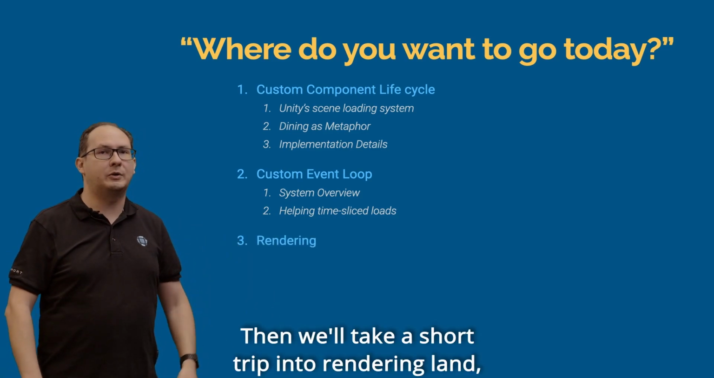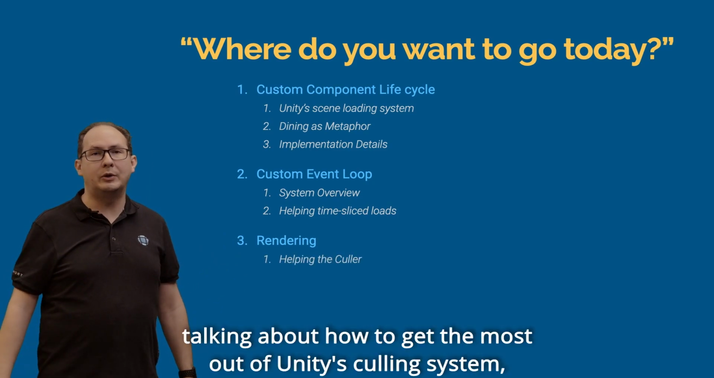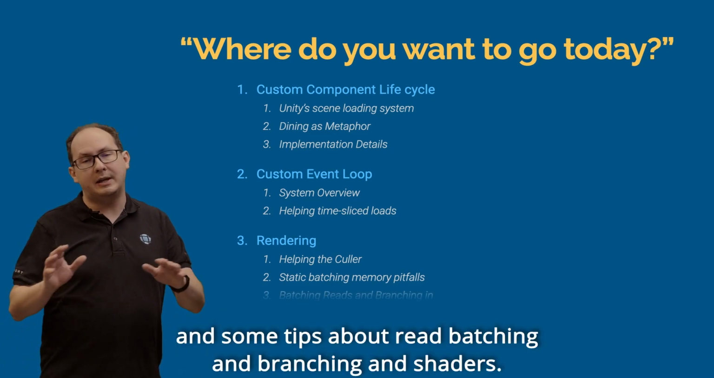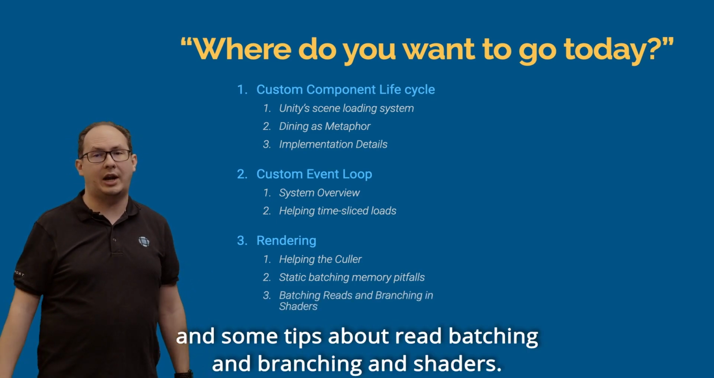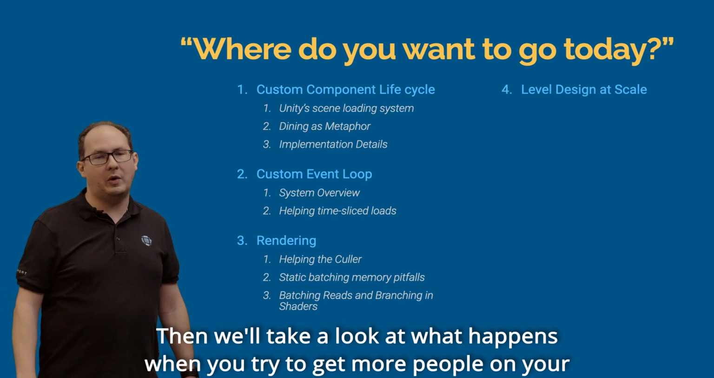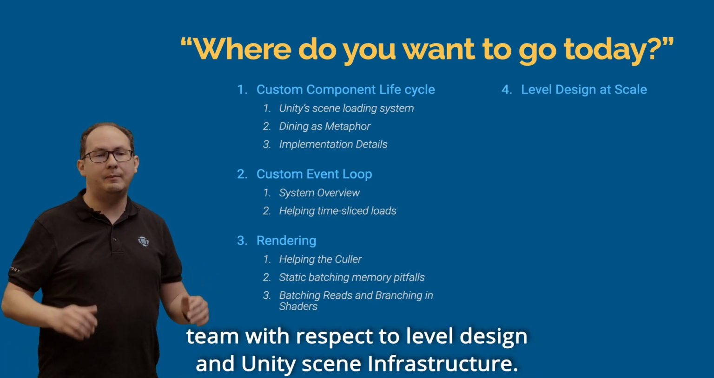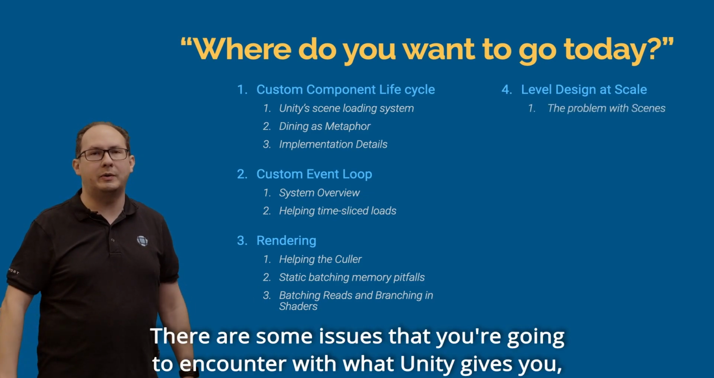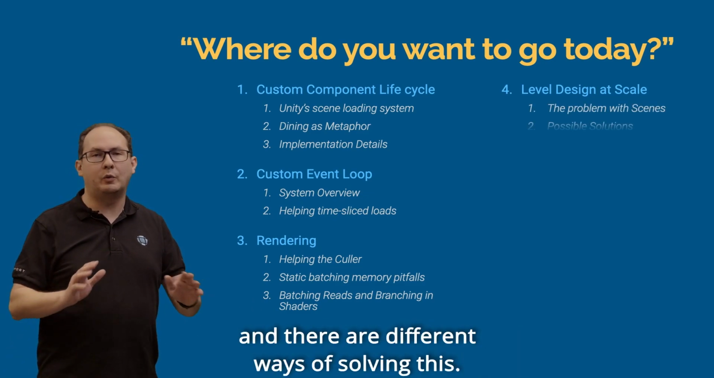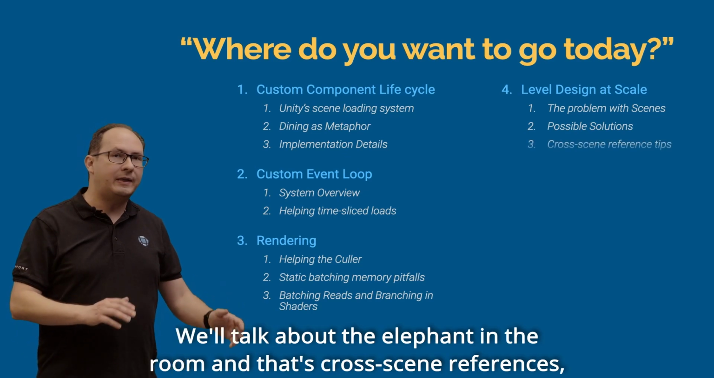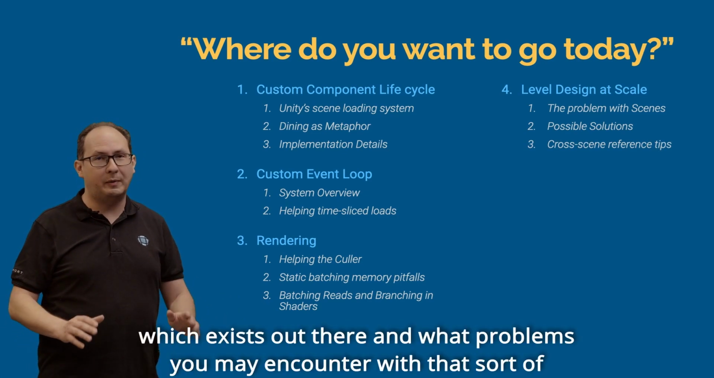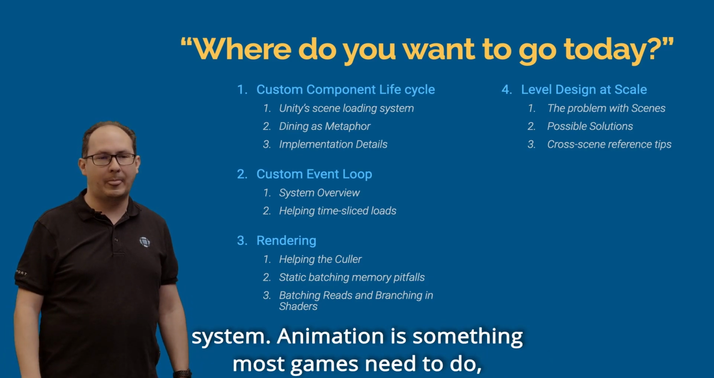Then we'll take a short trip into rendering land, talking about how to get the most out of Unity's culling system, why static batching can cause memory issues, and some tips about batching and branching in shaders. Then we'll take a look at what happens when you try to get more people on your team with respect to level design and Unity's scene infrastructure. There are some issues you're going to encounter with what Unity gives you, and there are different ways of solving this. We'll talk about the elephant in the room, and that's cross-scene references, and what problems you may encounter with that sort of system.